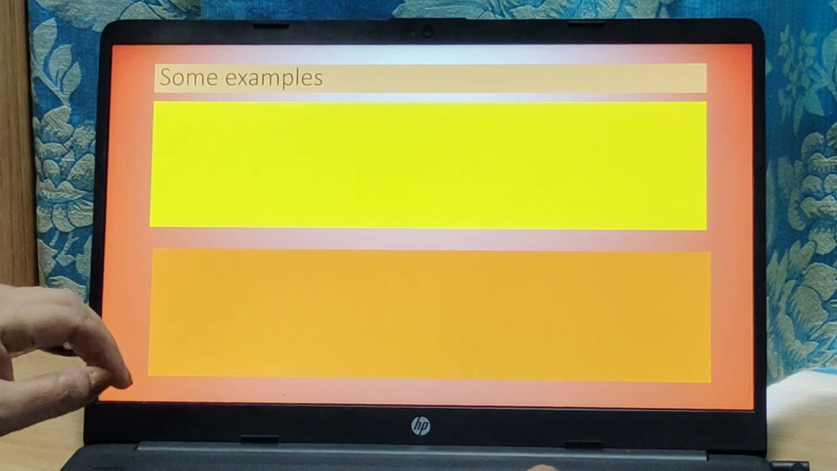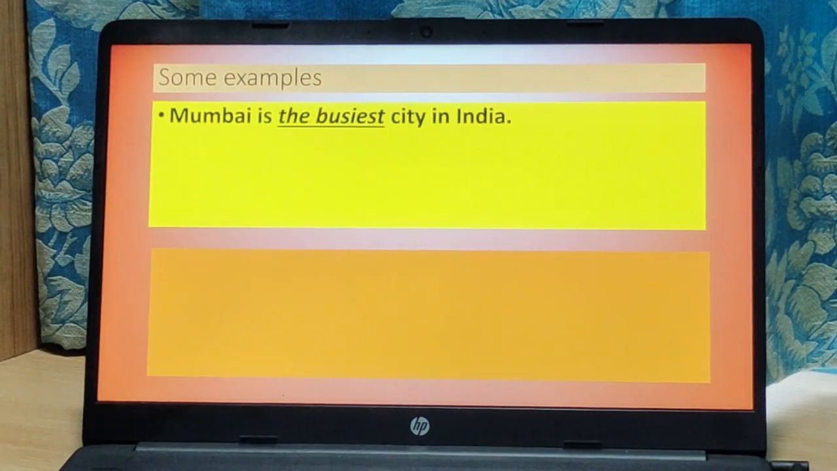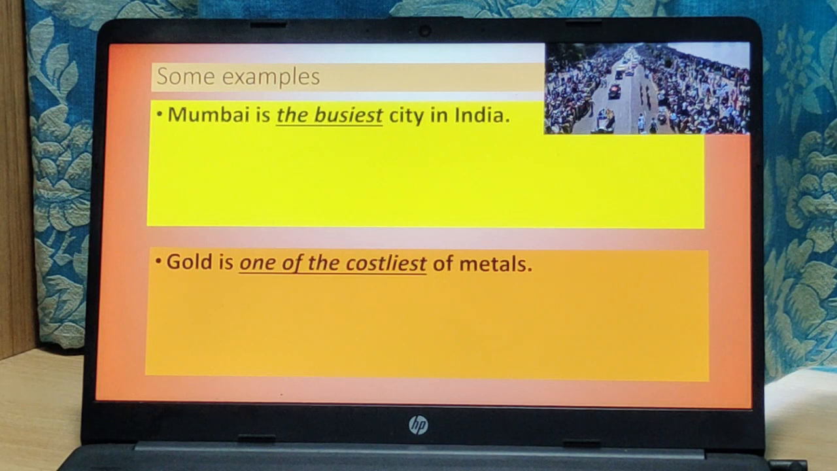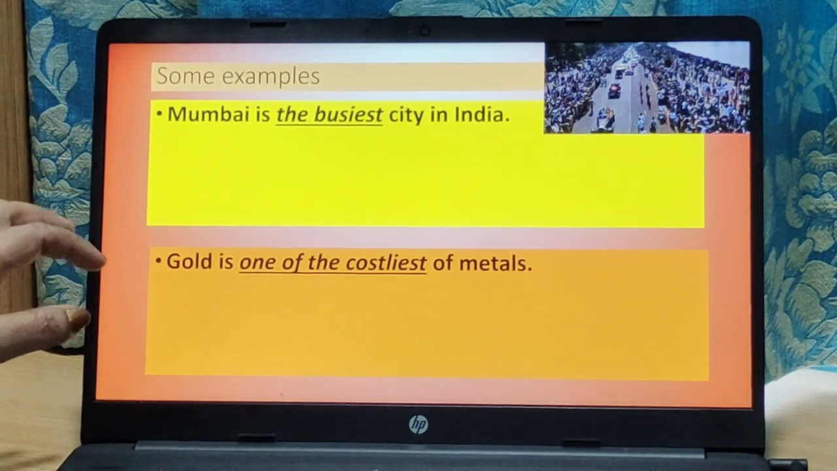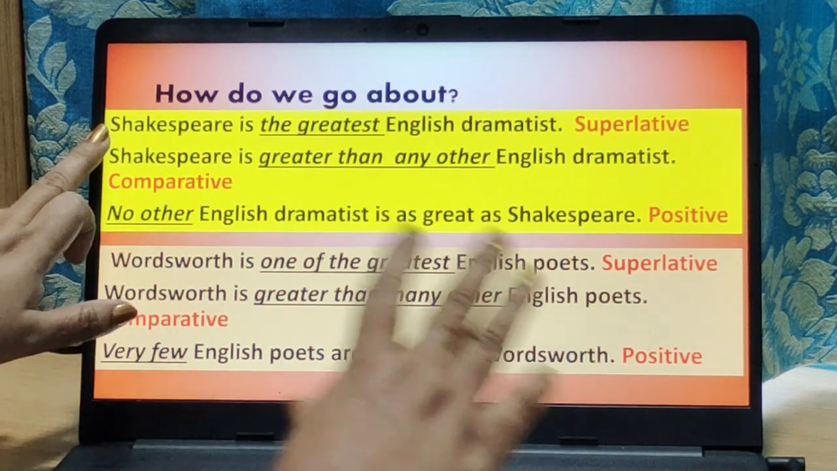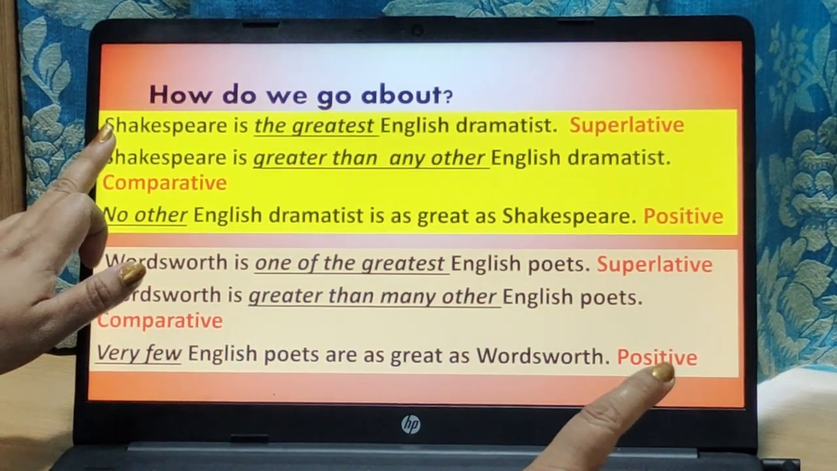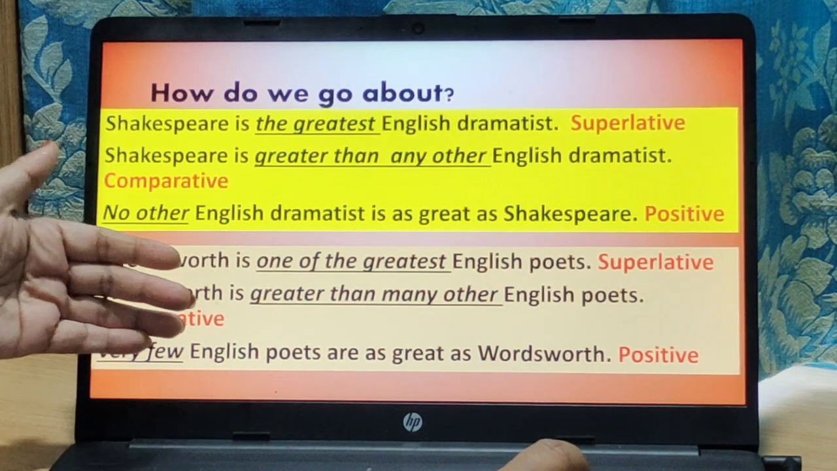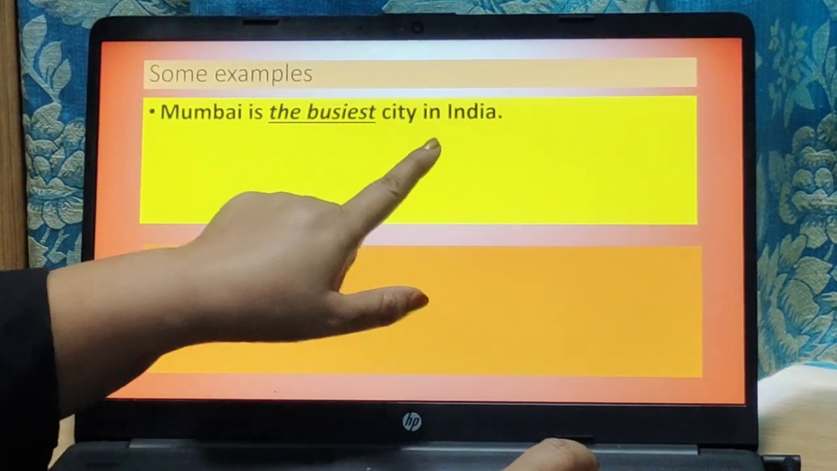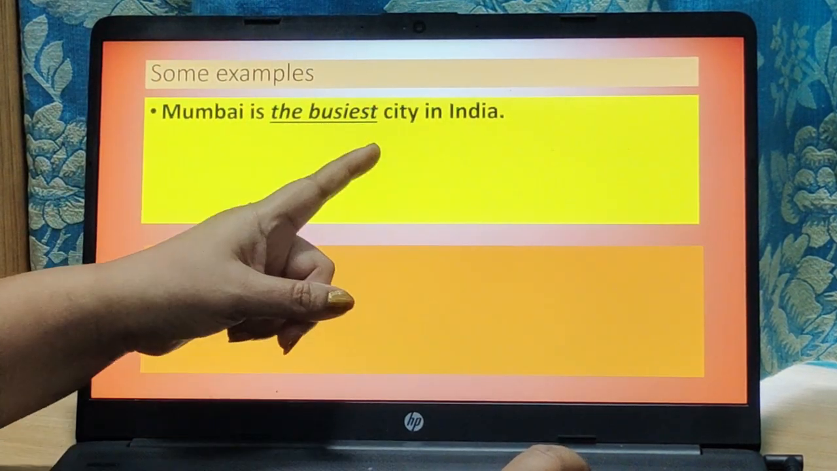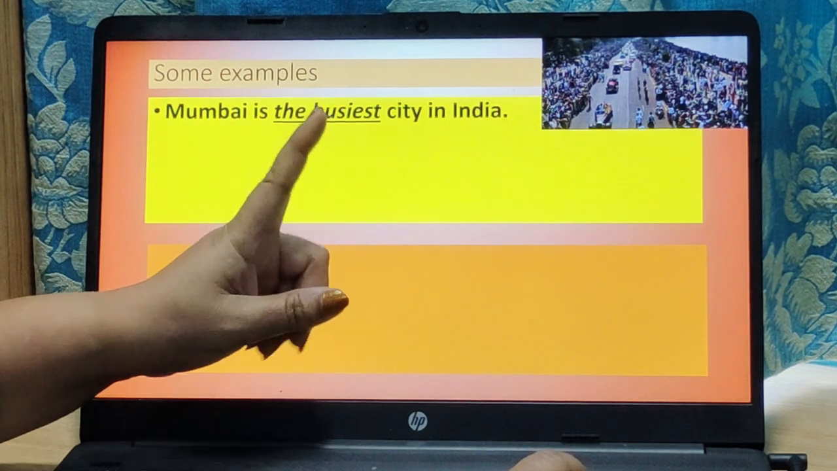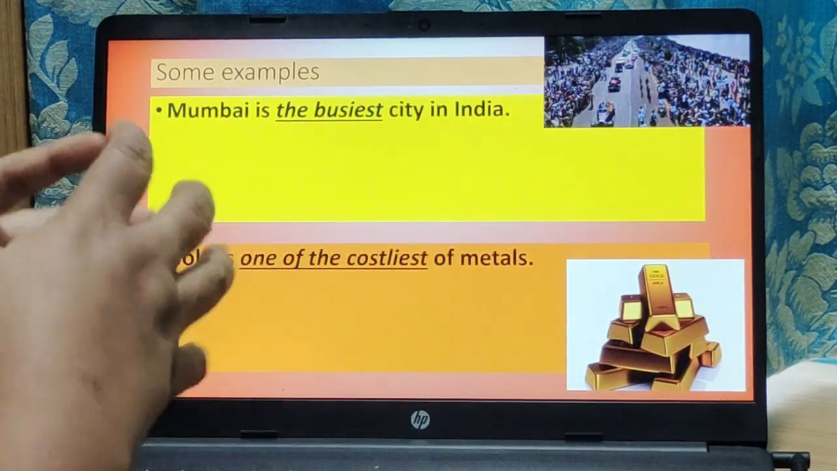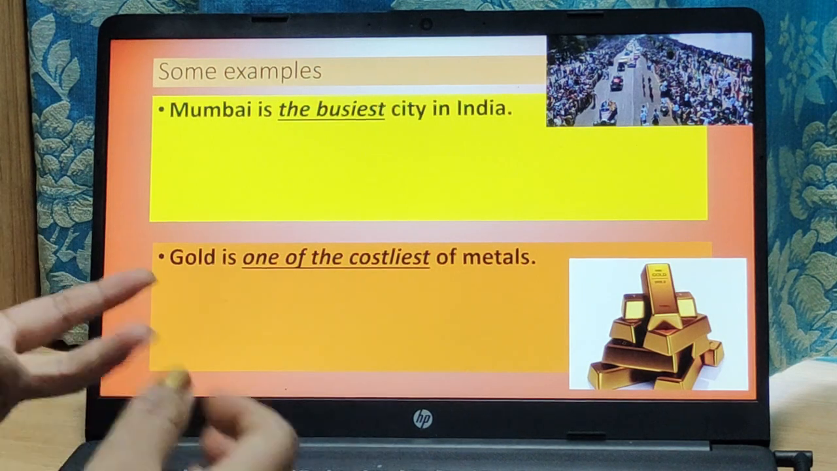Now let me show you some more examples. Like, Mumbai is the busiest city in India. Or in the other way, if I talk about the first one, let us go back. I talk about Shakespeare, this example on Shakespeare is example number 1, and I talk about Wordsworth as example number 2. Let us now refer back to it as 1 and 2. So when we talk about Mumbai is the busiest, one particular city, I am referring to number 1, the Shakespeare formula. And when I am talking about gold is one of the costliest of metals, I am talking about the second formula, that is the Wordsworth formula.